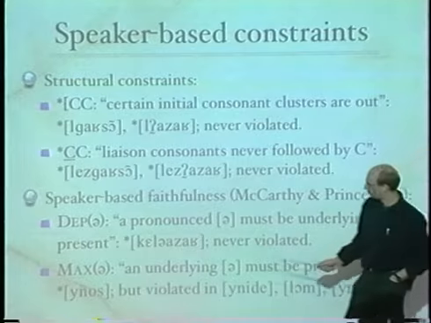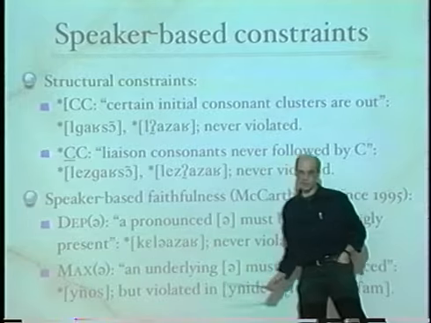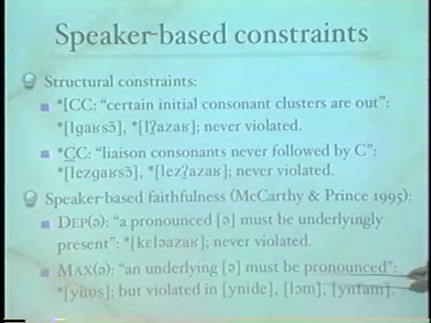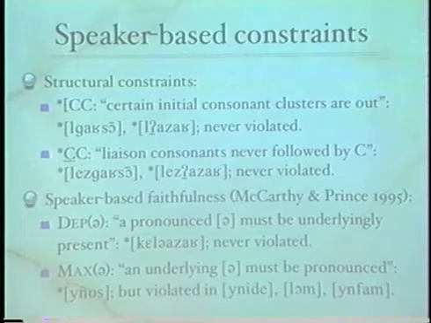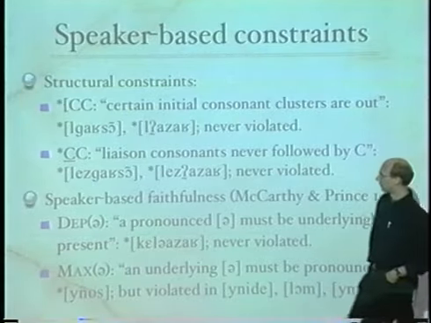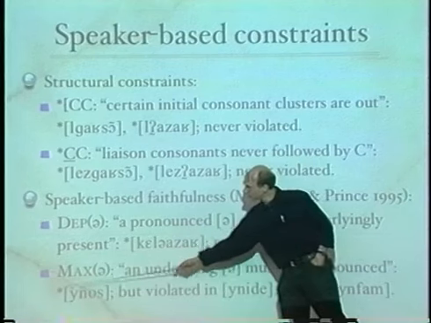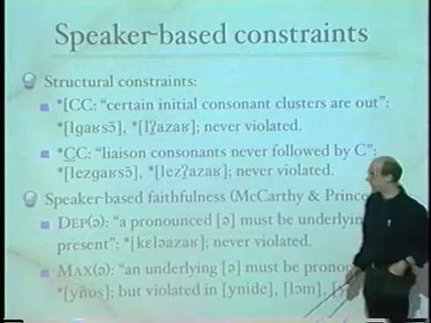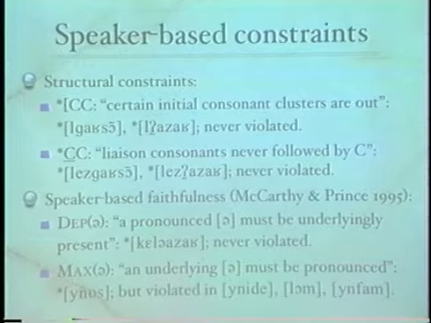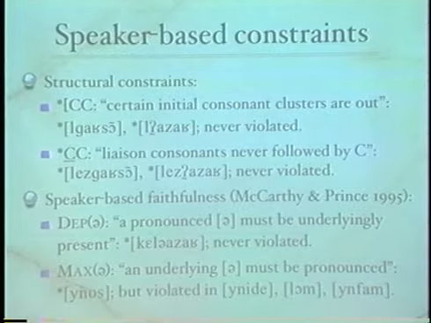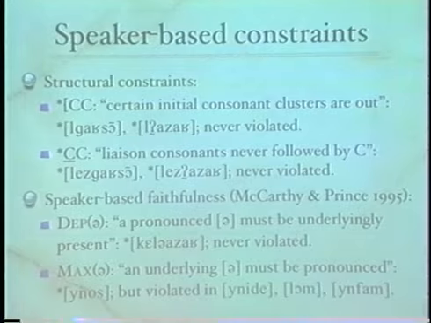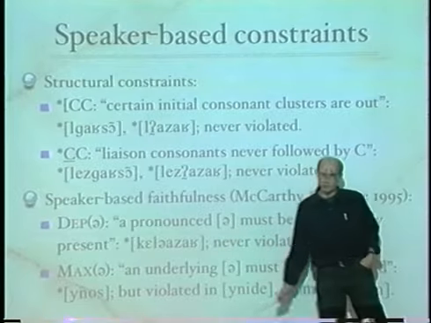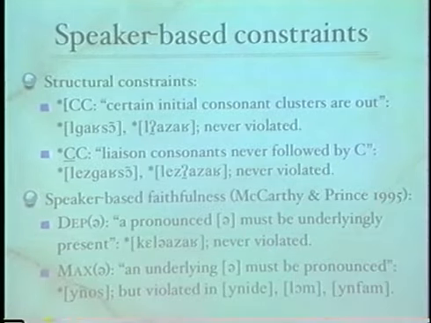Then the constraint MAX schwa, that's the reverse, so an underlying schwa must be pronounced as schwa. That's what it says. So une and os rules out unos because it doesn't pronounce the underlying schwa. But this constraint is very often violated in actual French phrases like une idée, l'homme, une femme. All of these things have underlying schwas and they're not pronounced. So that means, in OT terms, that this constraint is low ranked, ranked below all the other constraints there.